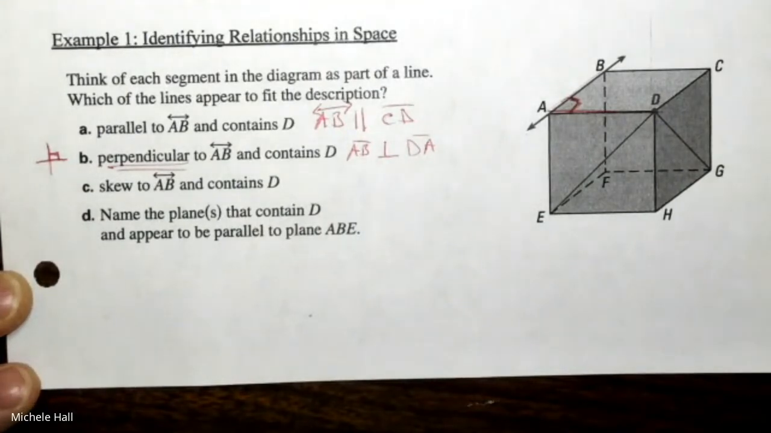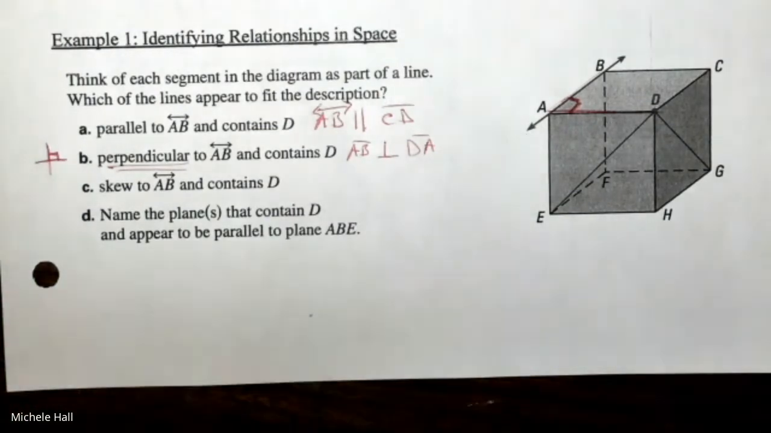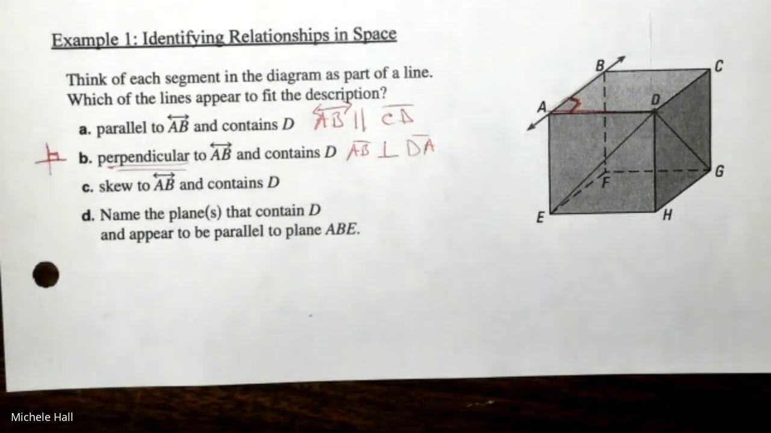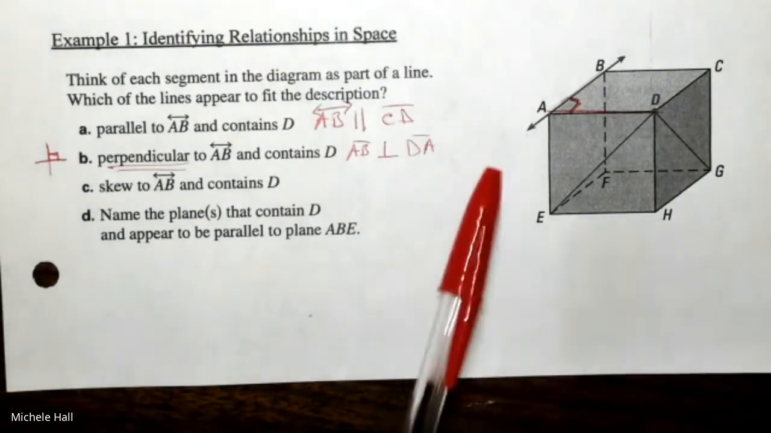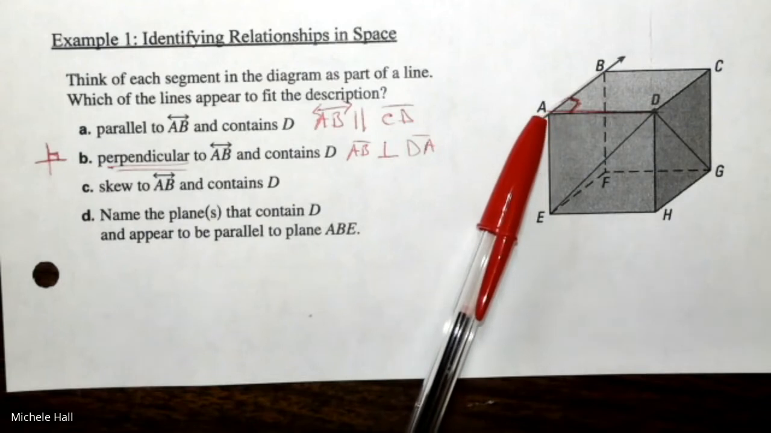So parallel lines and perpendicular lines have to be in the same plane. Skew lines are not in the same plane. C says you want a skewed line to AB that contains point D. So it's not in the same plane now. If it's in the plane, it's either going to be parallel or it's going to intersect. Those are the only choices when you're in one plane. Skew lines are not in the same plane, therefore they will not intersect. What would be a skewed line to AB that has point D?